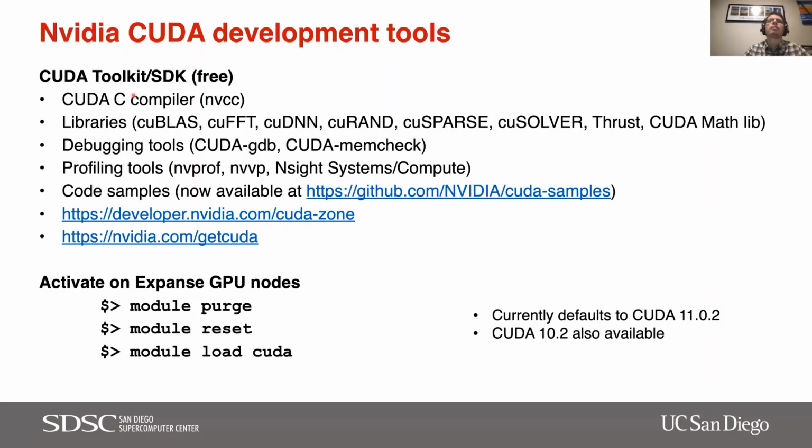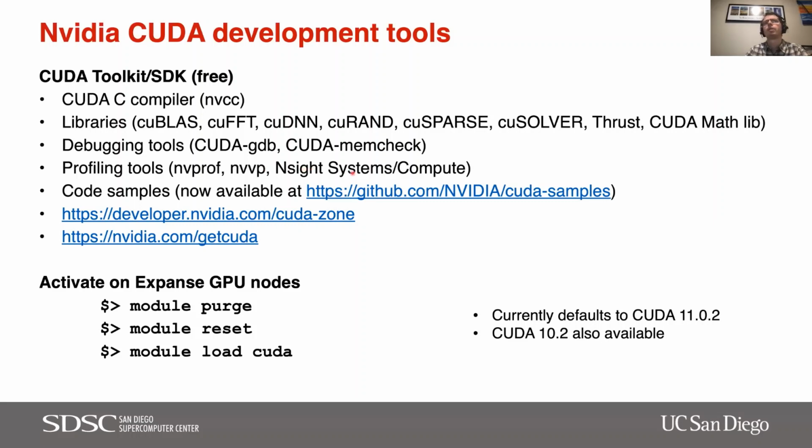It contains the CUDA C compiler. So it's NVCC, the CUDA compiler, and it uses the underlying system C and C++ compiler to compile the CPU portion of the code. Then it comes with all sorts of libraries. It comes with debugging tools, so CUDA-GDB, CUDA-MEMCHECK. There are profiling tools: nvprof and NVVP, that's the visual profiler. They're still in there, but they're being deprecated.